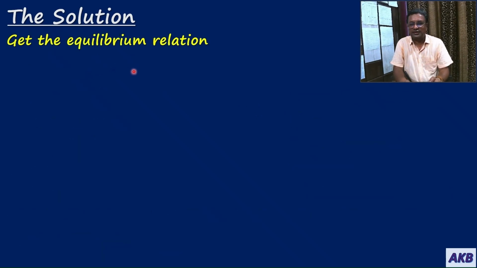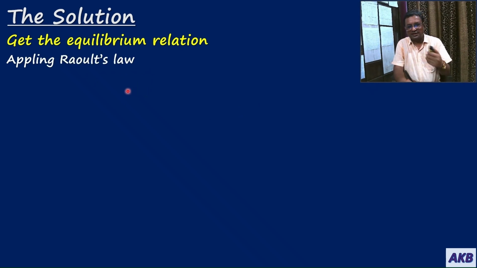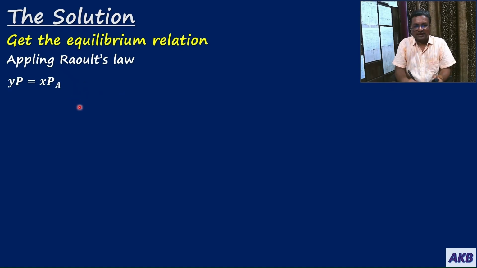Then next we have to get the equilibrium relationship. Since we are considering the liquid solution to be ideal and the gas mixture to be ideal, the equilibrium between the ideal gas mixture and ideal liquid solution will be described by Raoult's law. In this case the law is: partial pressure is equal to the product of mole fraction in the liquid and vapor pressure. And partial pressure, according to Dalton's law, is mole fraction in the gas phase, that is small y, into total pressure.